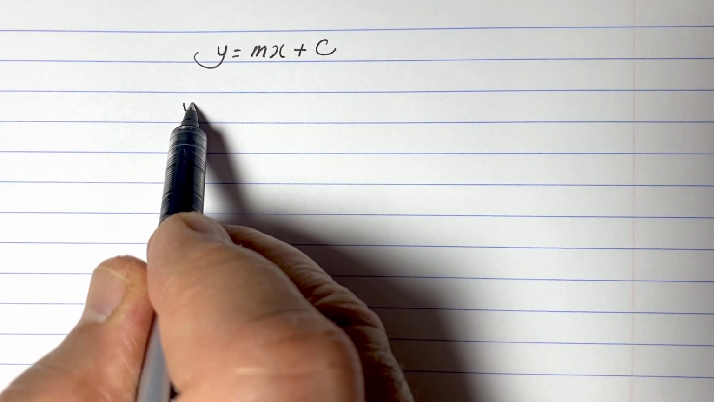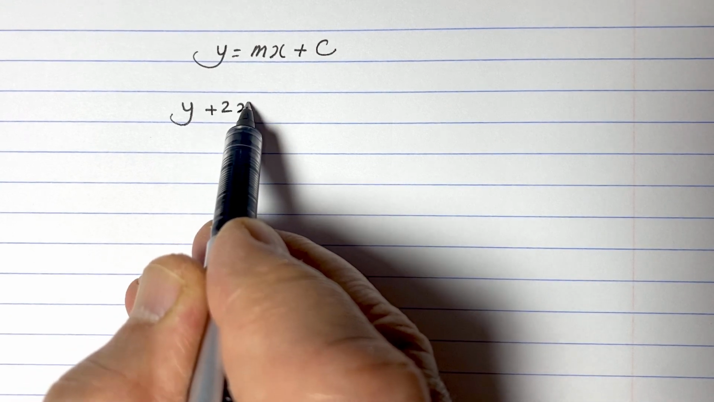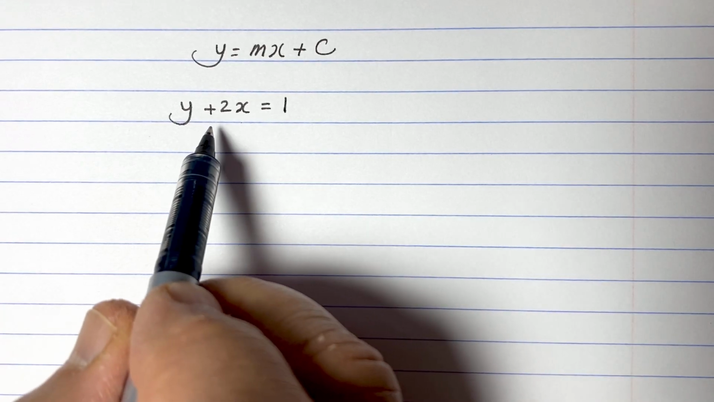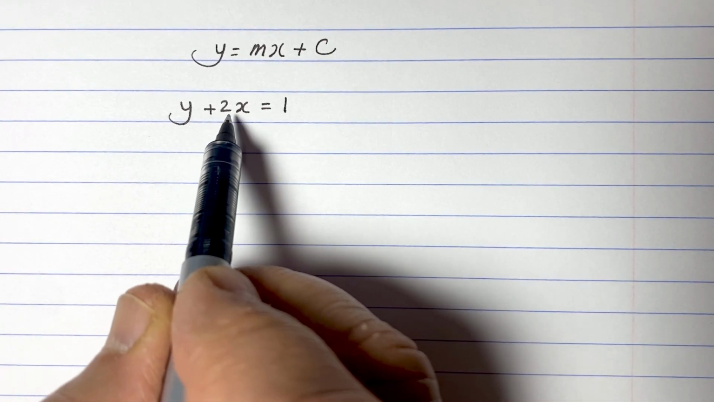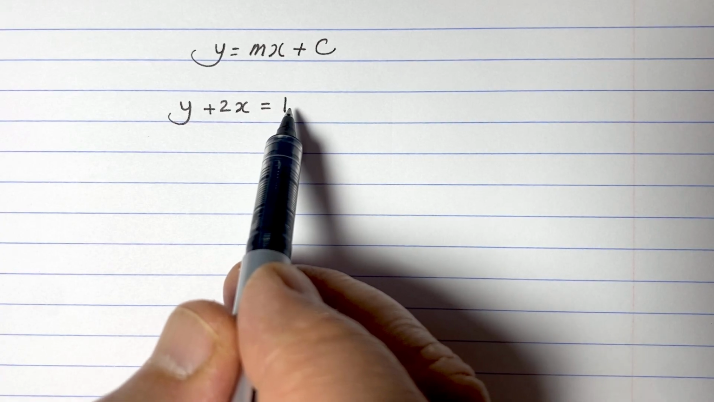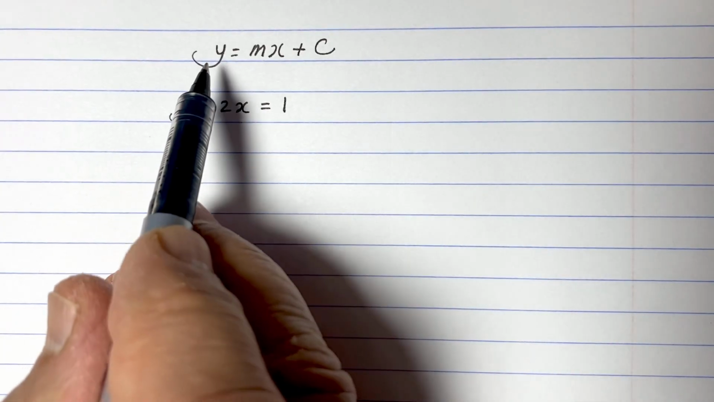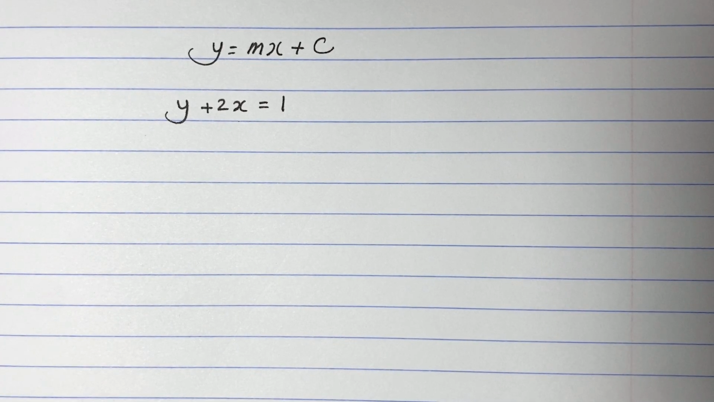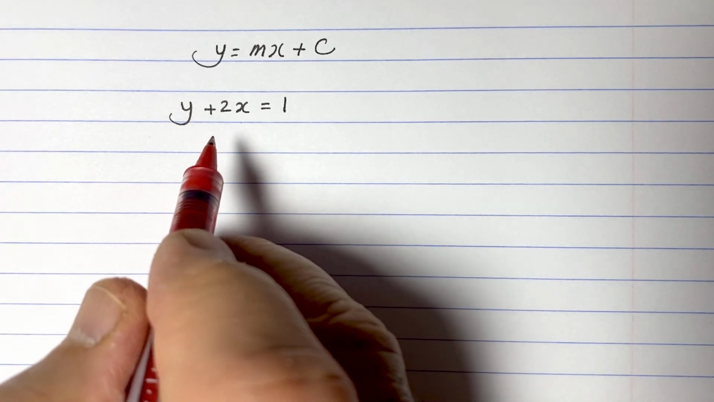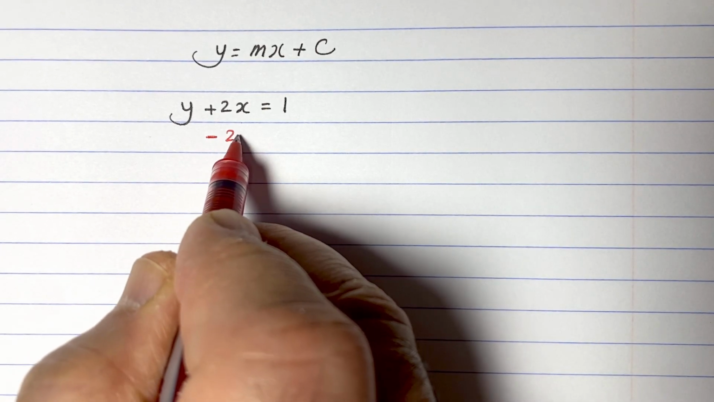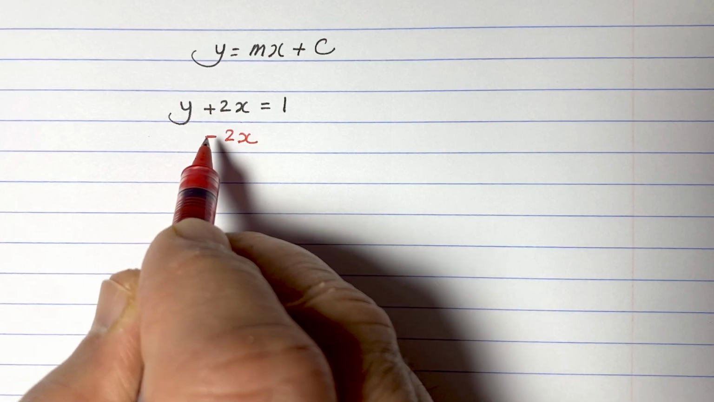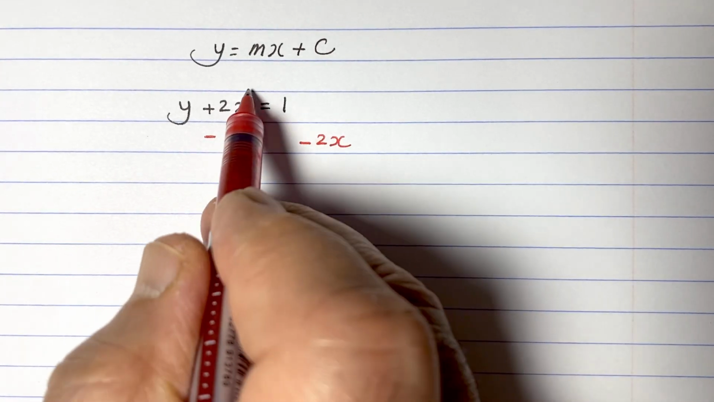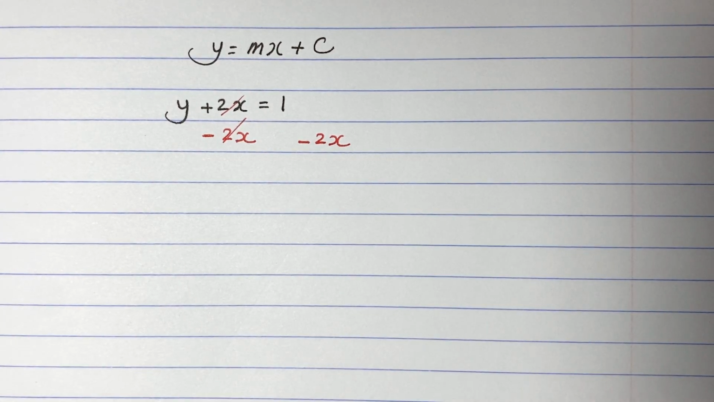So when I give you a question like y plus 2x equals 1, but this is not written in that form, in order to spot m and c, we need to rearrange the formula in that form. Y must be on its own. So in this case, for me to remove plus 2x from the left-hand side, I need to balance the equation. So y equals minus 2x on both sides.